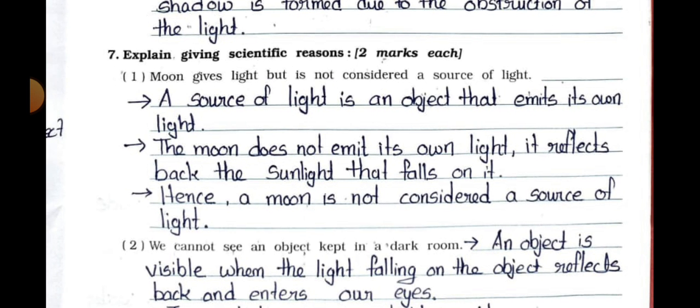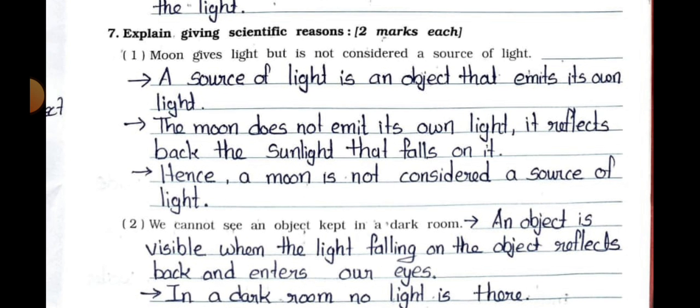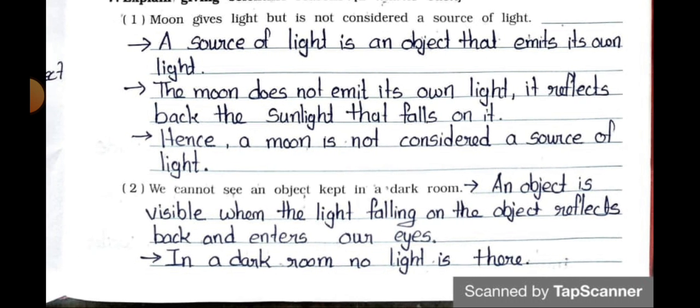Q.7. Explain, giving scientific reasons. 2 marks each. Number 1. The moon gives light but is not considered a source of light. Answer: A source of light is an object that emits its own light. The moon does not emit its own light. It reflects back the sunlight that falls on it. Hence, the moon is not considered a source of light.